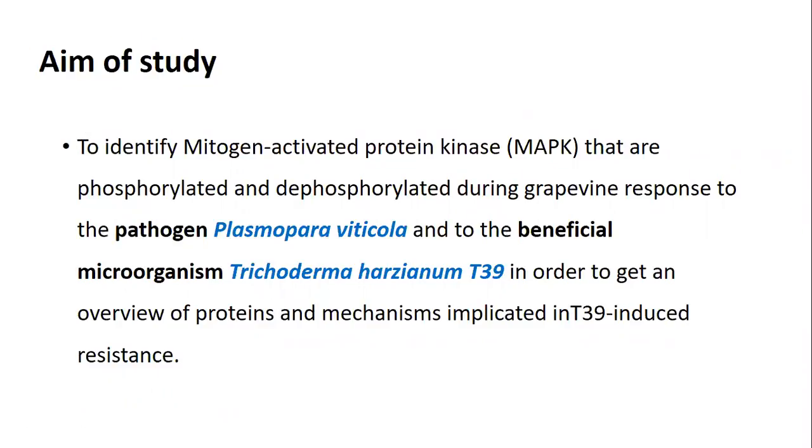The aim of this study is to identify mitogen-activated protein kinases that are phosphorylated and dephosphorylated during the grapevine response to the pathogen Plasmopara viticola and to the beneficial microorganism Trichoderma harzianum T39, in order to get an overview of proteins and mechanisms implicated in T39-induced resistance.